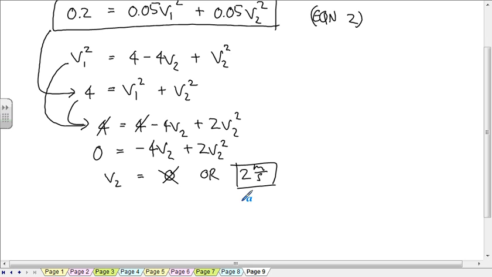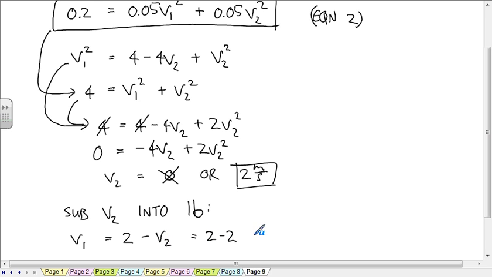And now we can substitute V2 into 1b. So that says V1 is equal to 2 minus V2, which is 2 minus 2, which is 0. So the first ball stops dead. The second ball takes off with the speed it had.